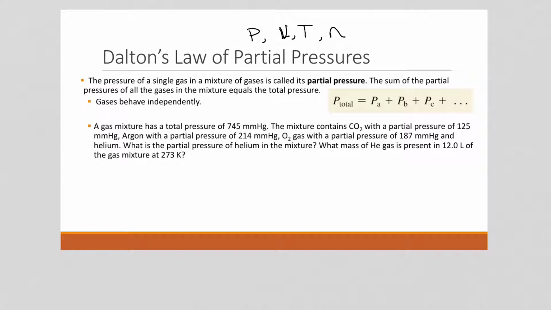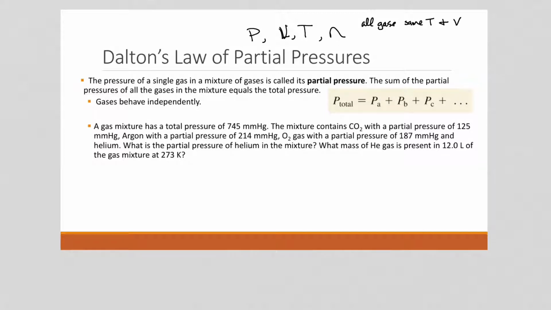Now, in a mixture of gases, a couple of things that we can say. First of all, we can say that all of the gases are going to be at the same temperature. So if I have a mixture of nitrogen and oxygen at some temperature, the nitrogen's not at a different temperature than the oxygen. And the same volume.